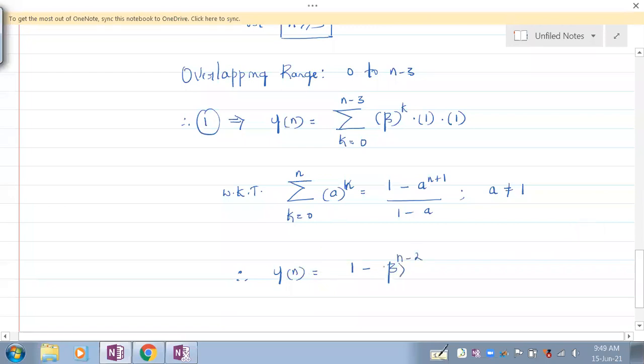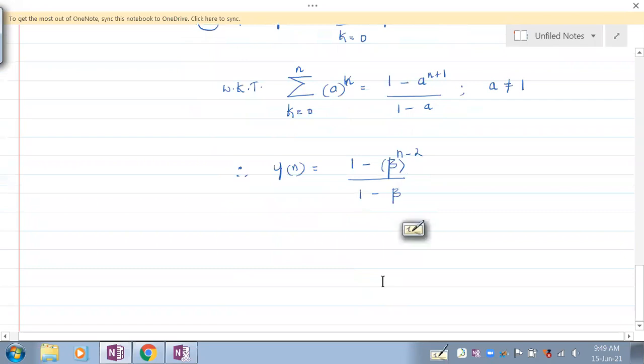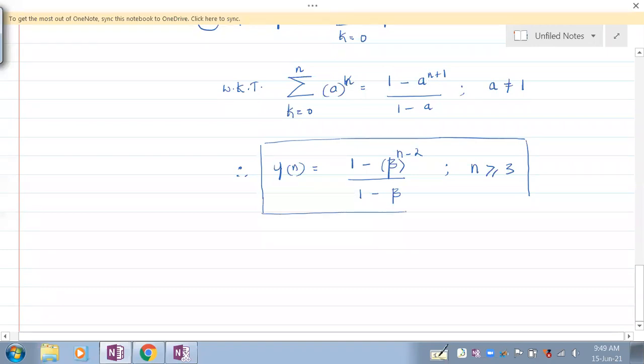So beta power n minus 2 divided by 1 minus beta. So this is how it looks. Okay, so when is this happening? This is happening when n is greater than or equal to 3. Understand that? So this is the result of the convolution sum when n is greater than or equal to 3. Now we shall summarize this.